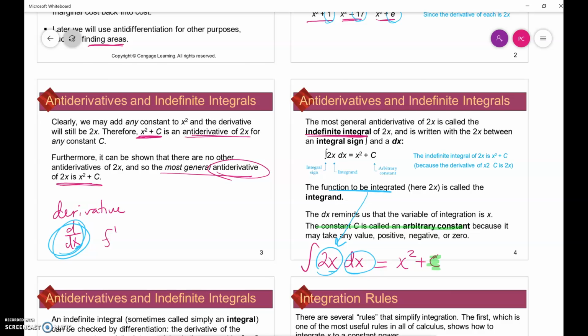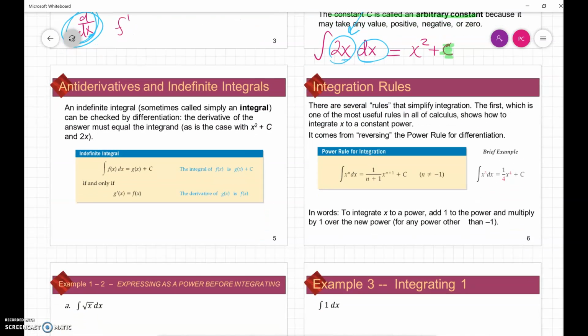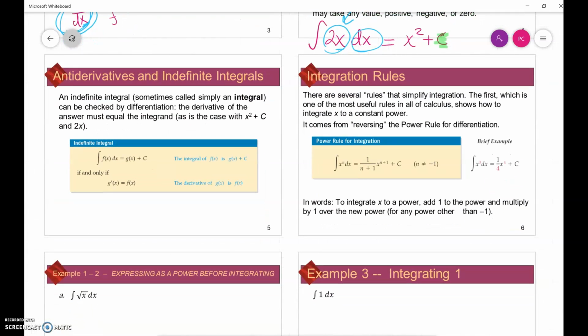All right, let's keep going. An indefinite integral, sometimes simply called an integral, can be checked by differentiation. The derivative of the answer must equal the integrand. My favorite thing about algebra is that you can check all your work. So the nicest thing about integrals is that as you're learning them, you can check your answer. It's got to fit.